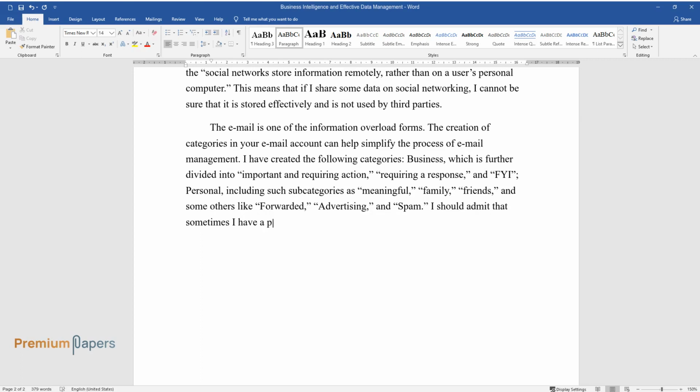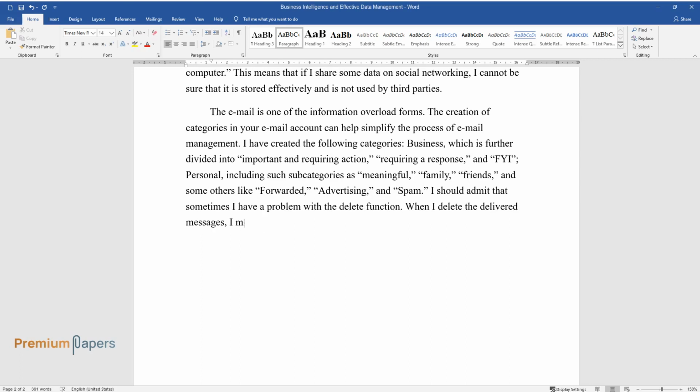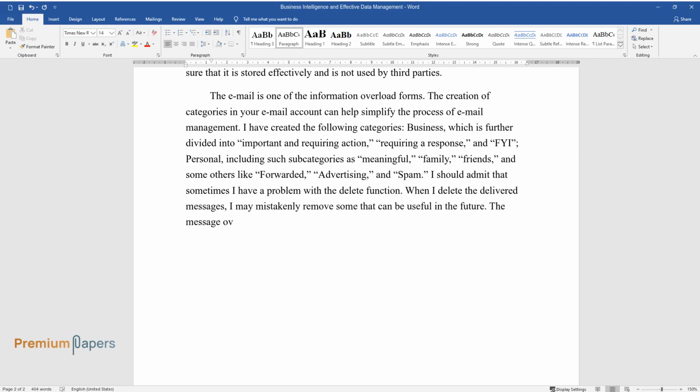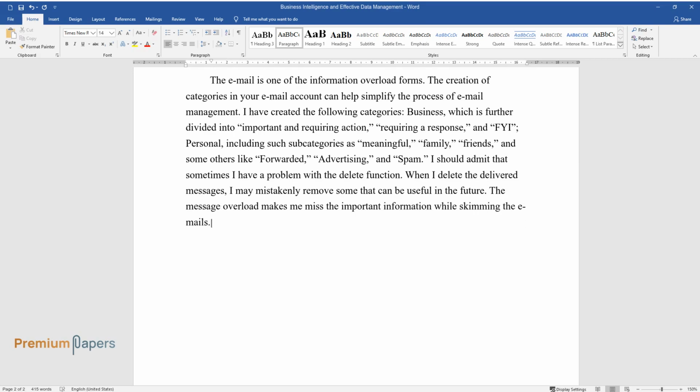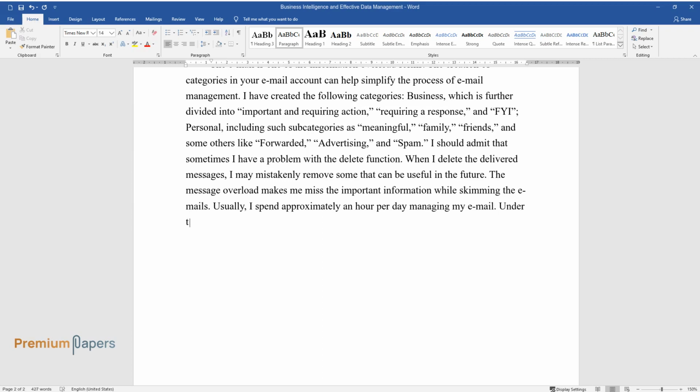I should admit that sometimes I have a problem with the delete function. When I delete the delivered messages, I may mistakenly remove some that can be useful in the future. The message overload makes me miss the important information while skimming the emails. Usually, I spend approximately an hour per day managing my email.